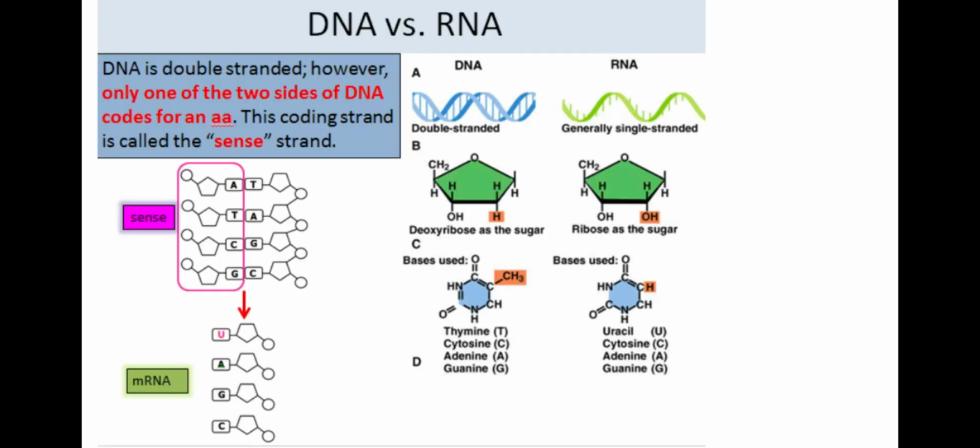So here's another way to look at DNA versus RNA. DNA is double-stranded, okay? RNA is single-stranded. When we copy DNA in transcription, we only copy one side, though. We call that the sense strand, or the coding strand. The other strand is called the nonsense, or the non-coding strand. So when we talk about DNA becoming RNA, we are only copying one side of the DNA.